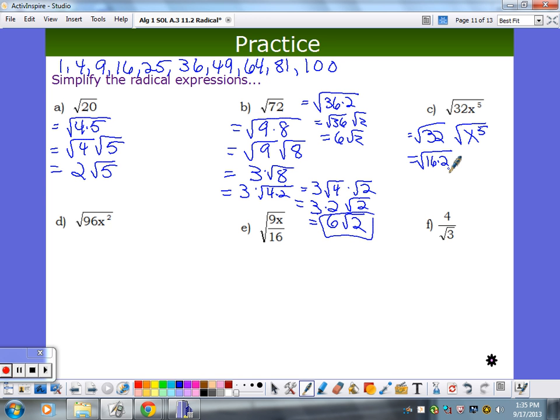4. Because what is x to the 5th? It's x to the 4th times x. You're going to do the same trick for any odd numbered one. You take one less here times x, because this is still 5 factors of x.